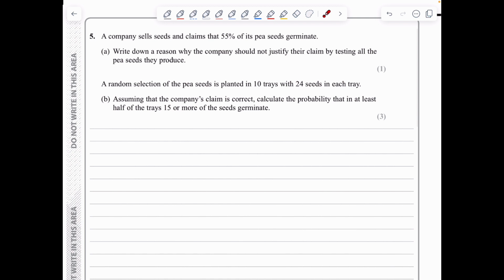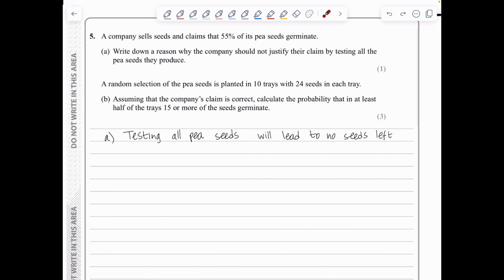In question 5, we've got a company selling seeds, claiming that 55% of them will germinate, and we need to write down a reason why the company should not justify their claim by testing all the pea seeds they produced. Well, in statistics, this would be a census, and of course, in this case, it's not advisable because testing all pea seeds will lead to no seeds left to sell.